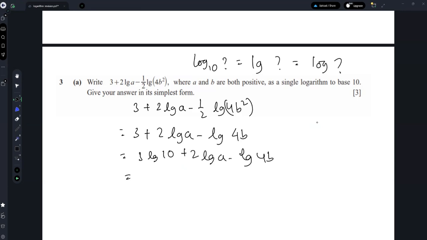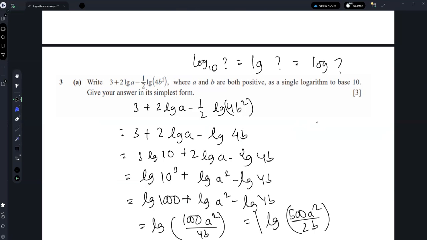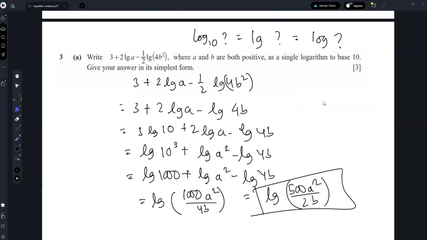So now we need to do the following. LG 10 to the power 3 plus LG a squared minus LG 4b. So therefore we get LG 1000 plus LG a squared minus LG 4b. So therefore we get LG 10,000 a squared divided by 4b. So therefore we get LG 500 a squared divided by 2b. So that's going to be the answer.